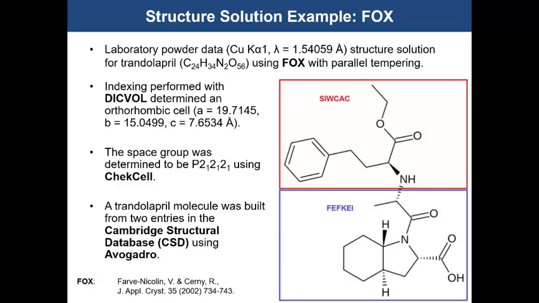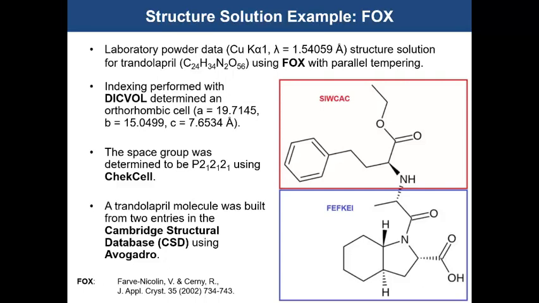So let's look at a direct space structure solution, and this is using parallel tempering with a program called FOX using laboratory data. This is a compound I mentioned in my first presentation called trandolapril. It's used to treat hypertension or high blood pressure. And with this powder pattern, we could index it pretty easily with Dicvol to an orthorhombic cell, which had space group actually P212121, the same as the previous example we looked at. It's a very common space group for organic molecules.